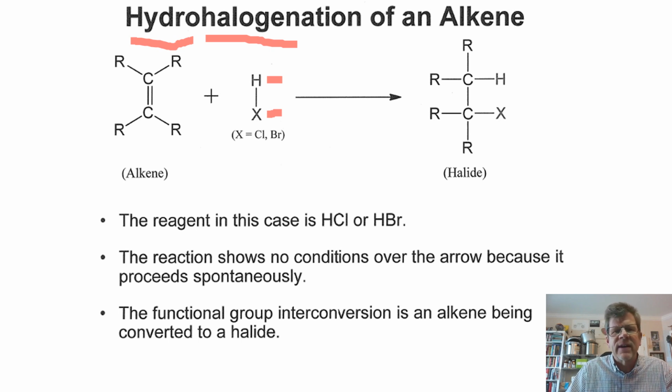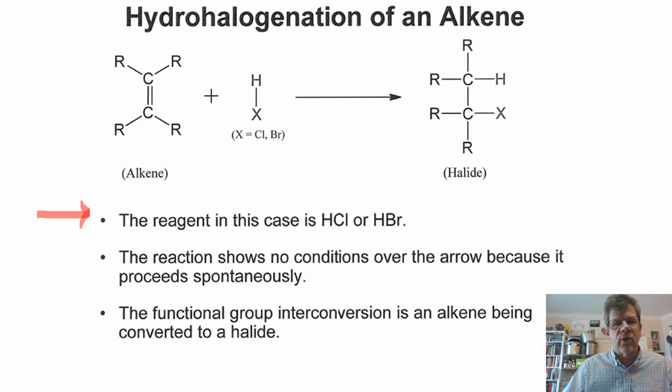So what is it exactly that we're treating with? Well, either hydrochloric acid or hydrobromic acid, strong acids. So we're just treating that alkene with a strong acid, either HCl or HBr. Now look over the arrow here. What do we have? Well, we have nothing. When we have nothing over the arrow, no conditions or special things like heat or light or catalytic acidic conditions, that means that the reaction is spontaneous. So the reaction proceeds spontaneously.